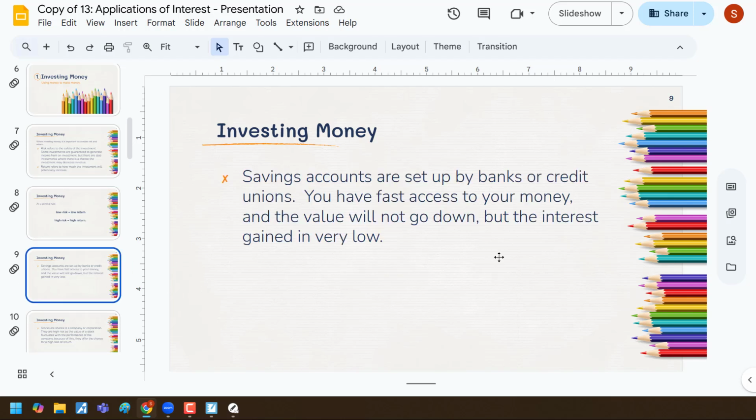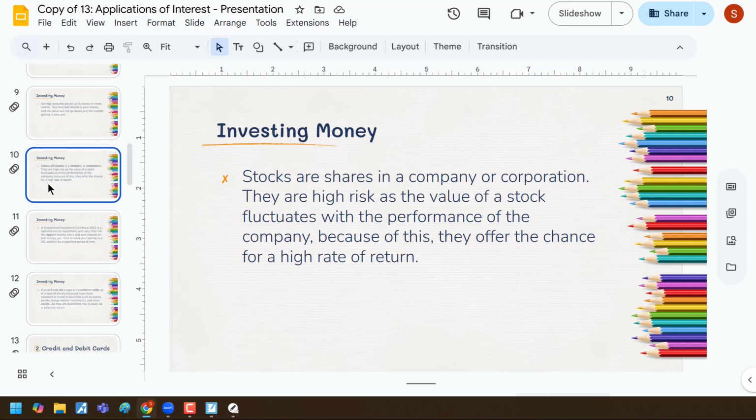Investing money. Savings accounts are set up by banks or credit unions. You have fast access to your money, and the value will not go down. But the interest gain is very low. Investing money. Stocks are shares in a company or corporation. They are high risk as the value of the stock fluctuates with the performance of the company. Because of this, they offer the chance for a high rate of return.